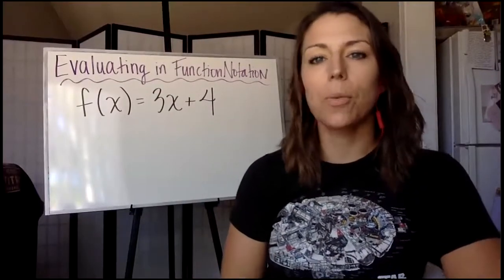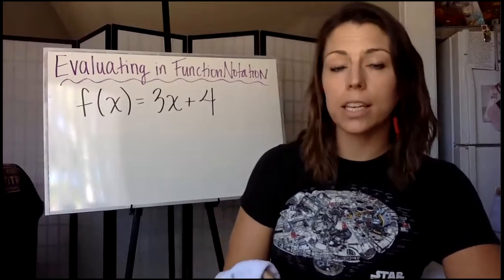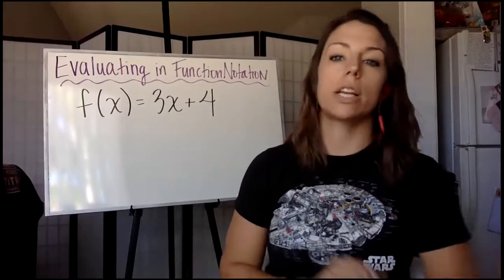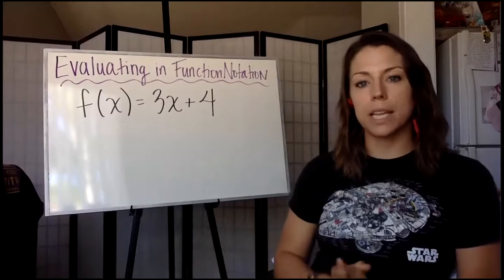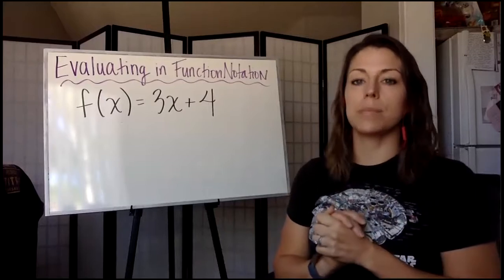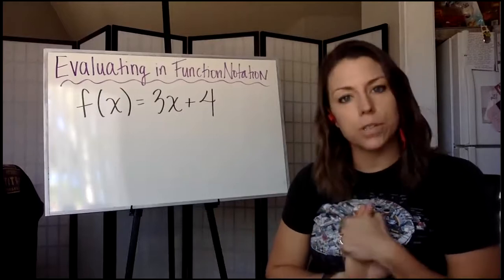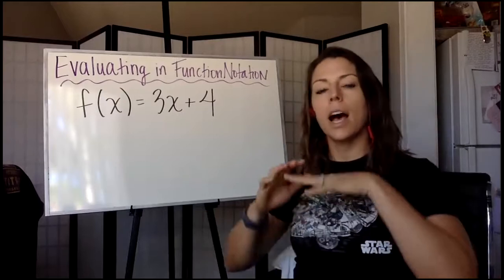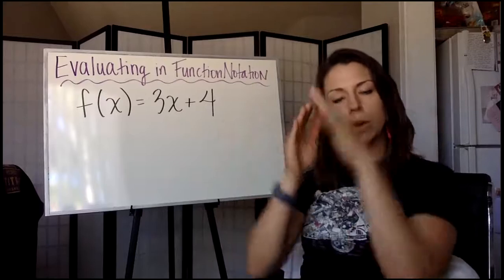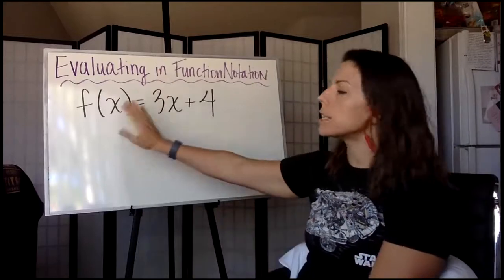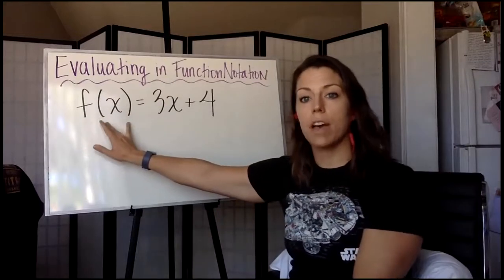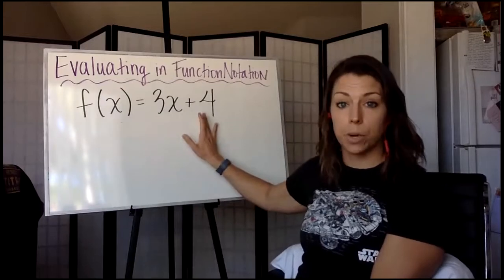In this review video, we're going to be going over evaluating expressions in function notation. So evaluate pretty much means simplify the expression for a specific value of x, or whatever the variable is. And function notation is just a way of showing us a specific function for a specific variable. So we would read this equation as f of x equals 3x plus 4.